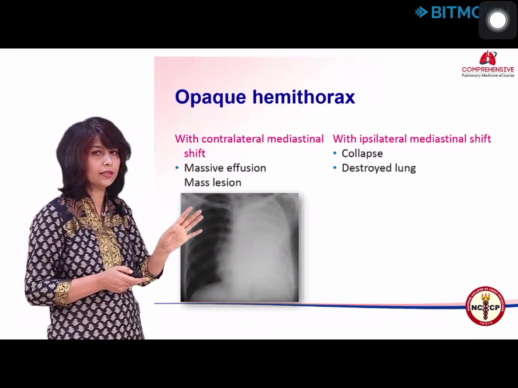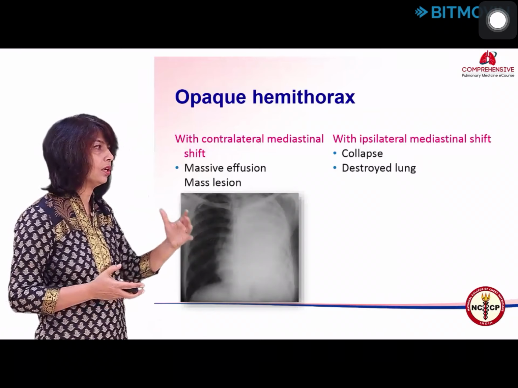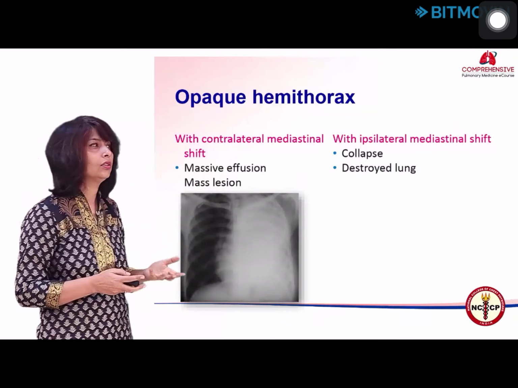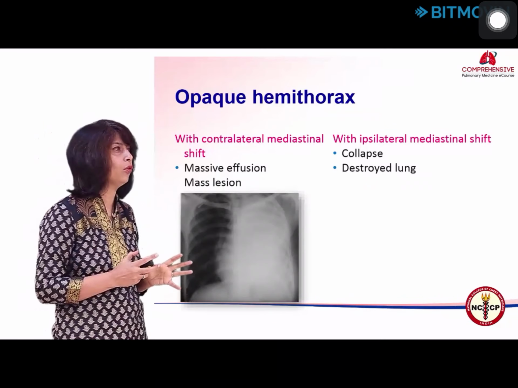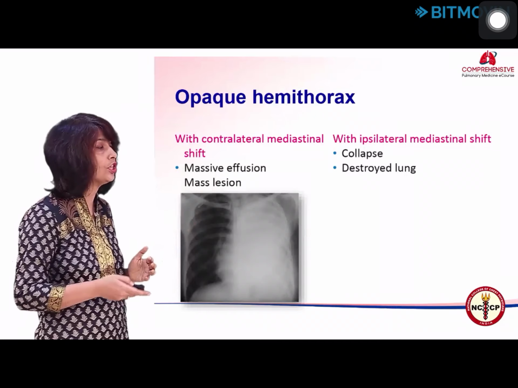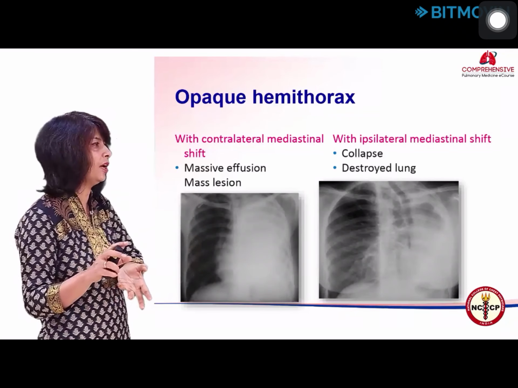There is a definite increase. So there is something which is widening the intercostal spaces, pushing the mediastinum. So this is the push type of opaque hemithorax, which means either a massive effusion or a mass lesion. And then there is the pull type of opaque hemithorax.